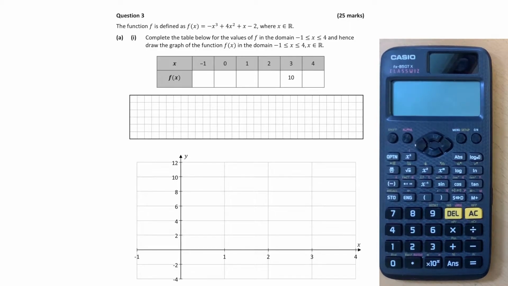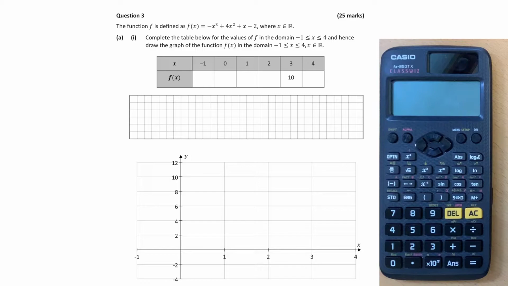Okay, so we're going to start there by looking at 2019 paper 1 question 3, and you can see here this is a functions question and we've got graphing functions. In order to be able to graph these functions you need to be able to put them into your calculator, so you need to know how to put these into the calculator. So we'll start off by reading the question.